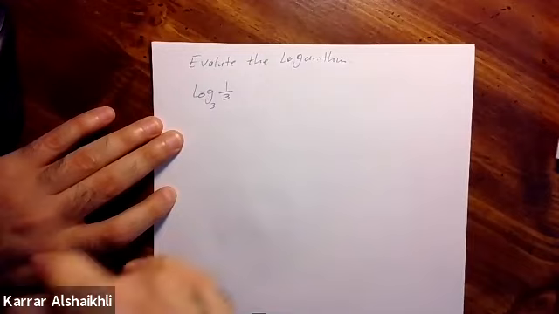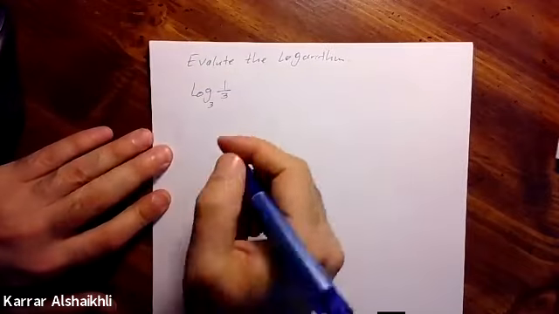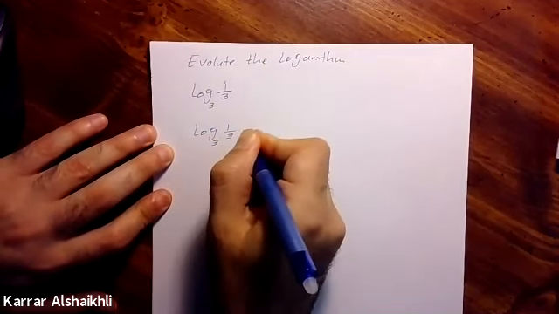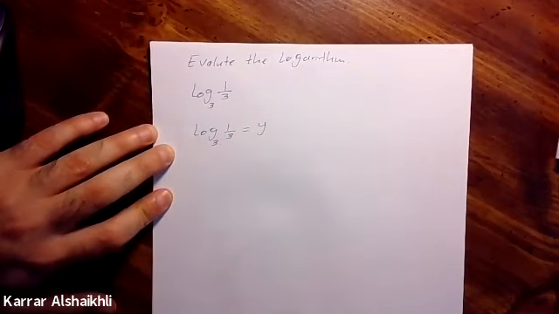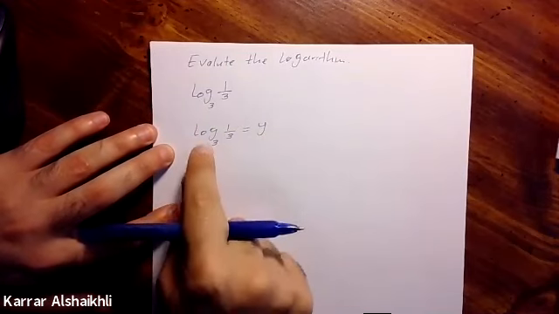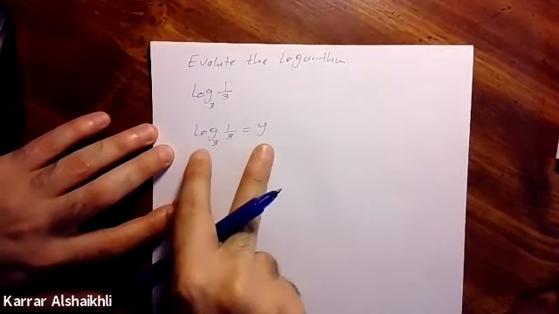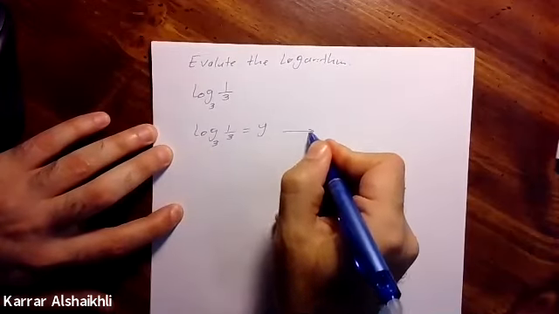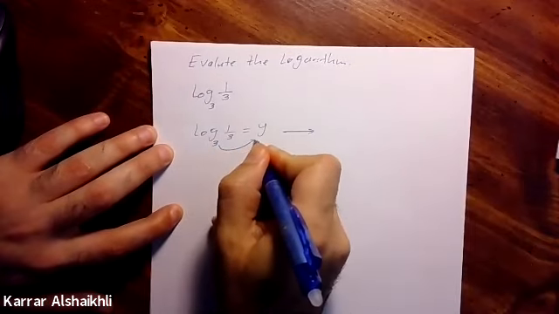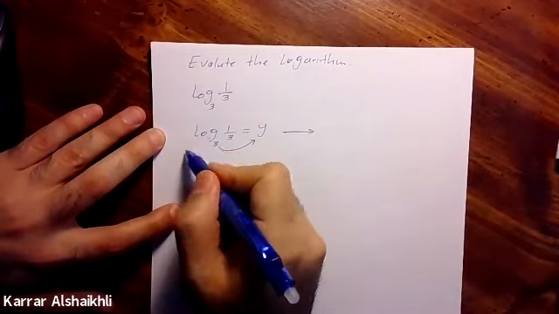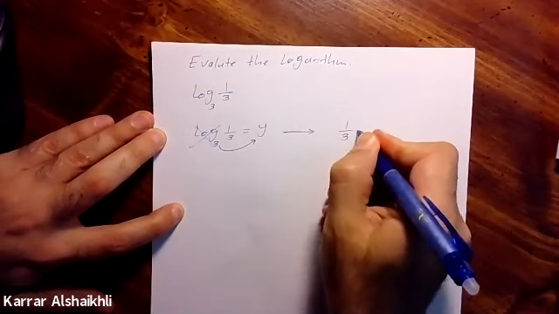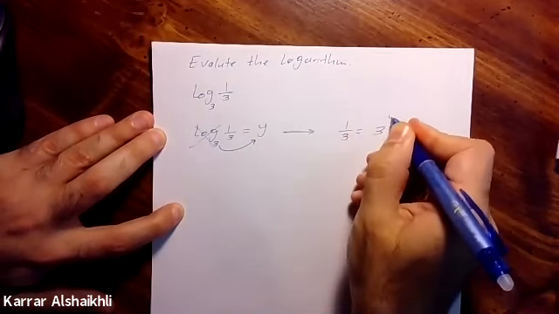So the first thing, I'm going to write down this. I'm going to say it's log to the base 3 of 1/3 equal y. I need to find the value of log to the base 3 of 1/3 equal y. Now, this is the log form. I'm going to convert it to the exponential form. How? By moving the base from here to the other side and canceling the log. So it's going to be the leftover 1/3 equal 3 to the exponent y.